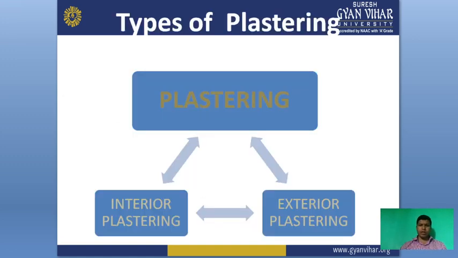Now we will discuss the plastering types. What are the types of plastering? As you know, there are two types of plaster. The first one is interior plaster, and the second one is exterior plaster. Interior plaster means when we do the plastering on the walls inside our house. And exterior plaster is when the outer surface of our houses is plastered. That process is known as exterior plaster.